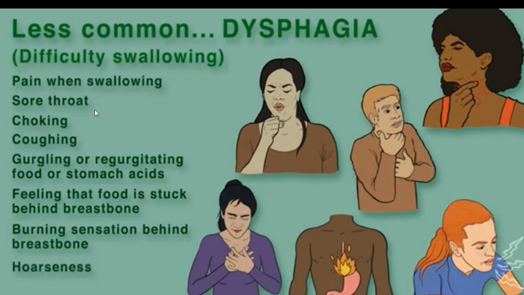So pain while swallowing, sore throat, choking sensation, coughing, gurgling or regurgitation of food or stomach acid, and the person also feels as if the food is stuck behind the sternum, burning sensation behind the sternum, that is what we call water brash. Even when the person regurgitates into the larynx, he will complain of hoarseness of voice, dysphonia, etc.